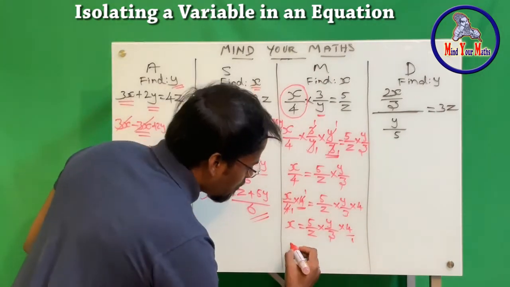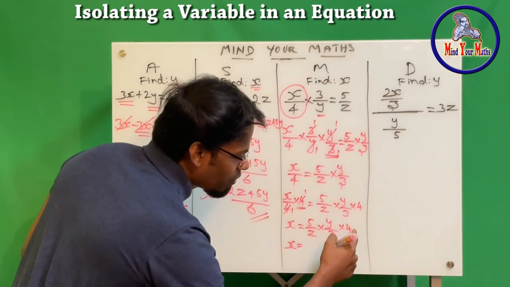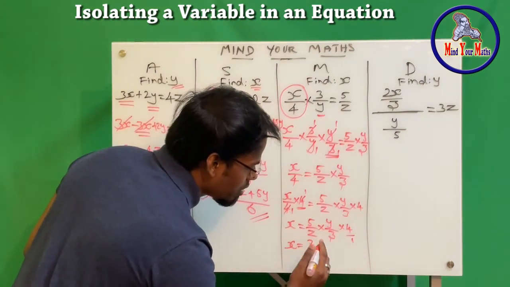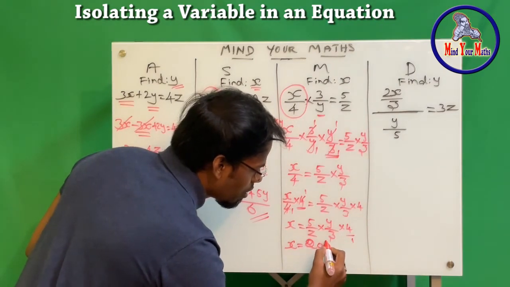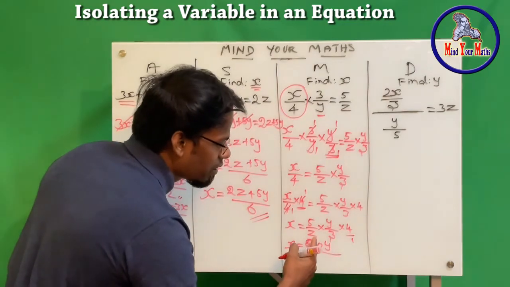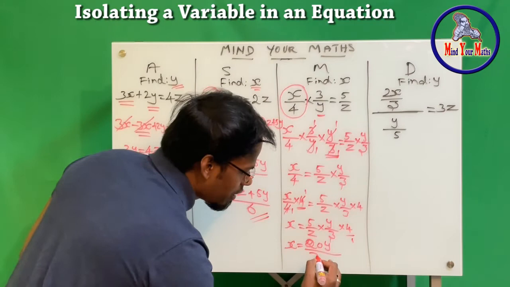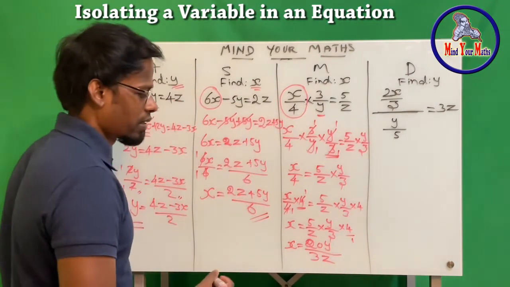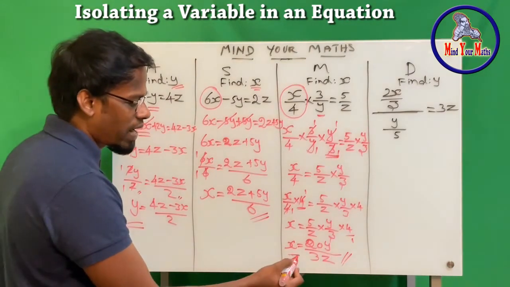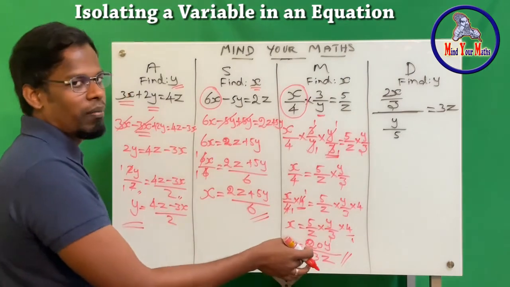So now if we follow this one, x is equal to 5 times 4 is 20, and then times y. So 20y divided by, here it's only 1 times 3 is 3, 3 times z, so 3z. So that is the answer. Now we have isolated x. So this is how we isolate x when it comes to multiplication.